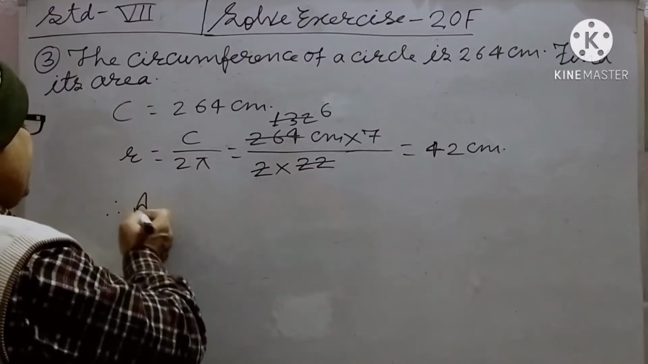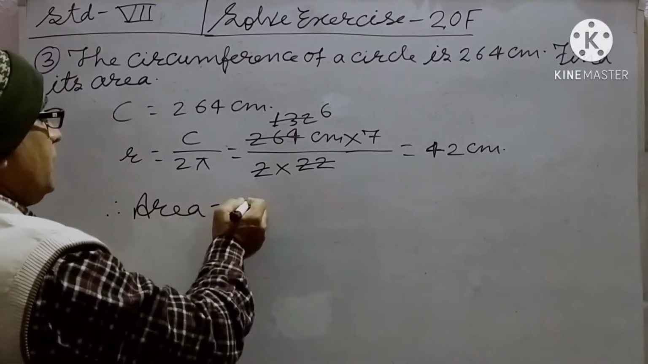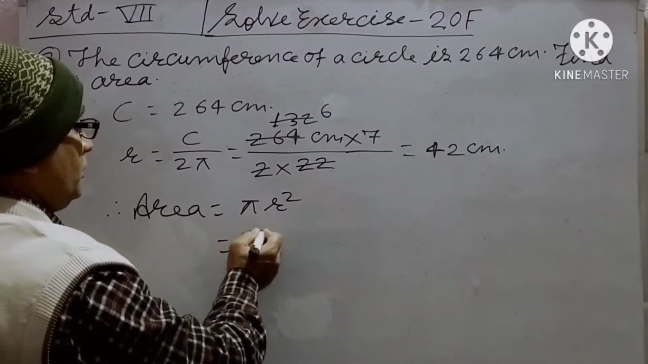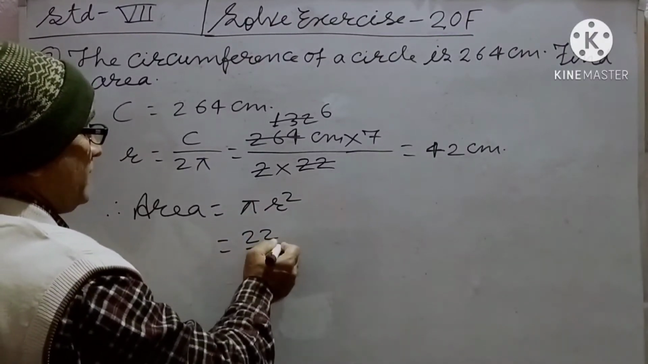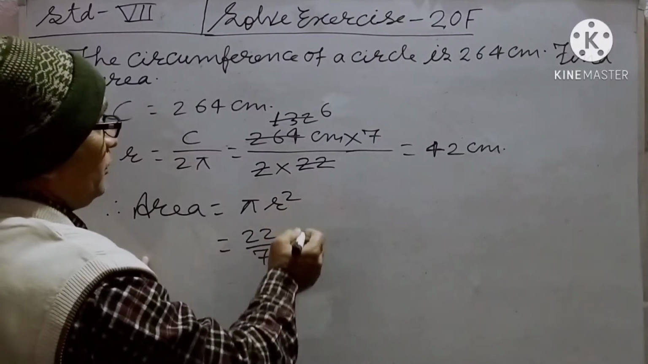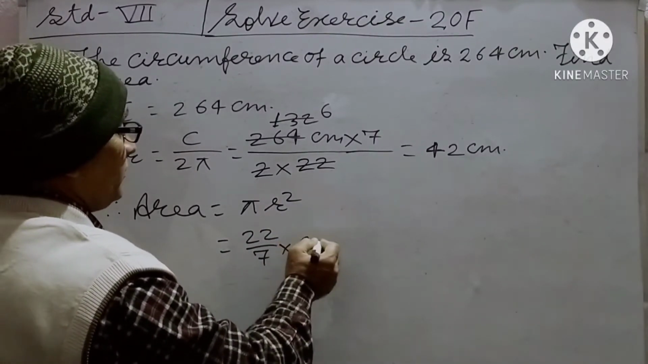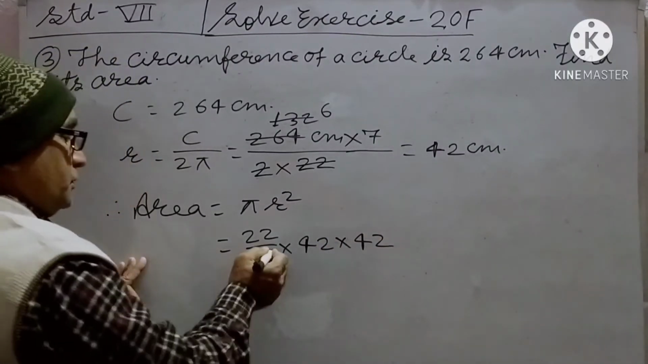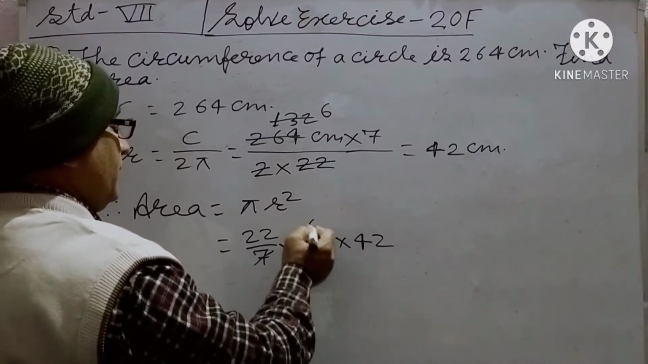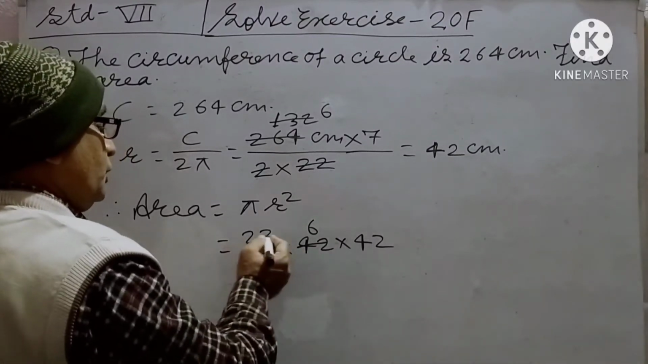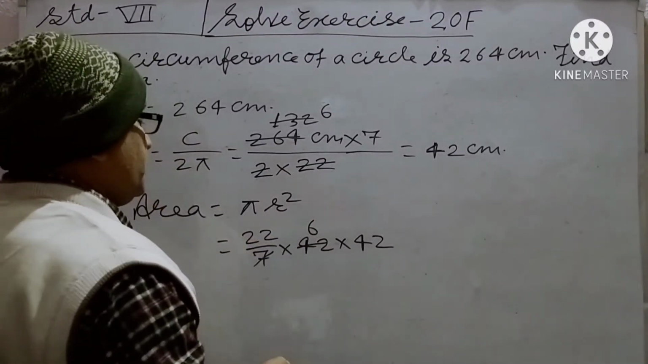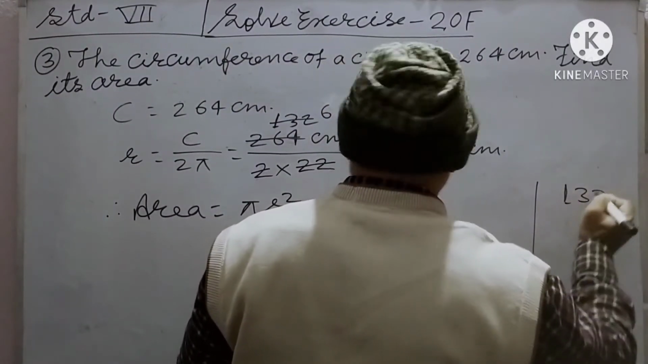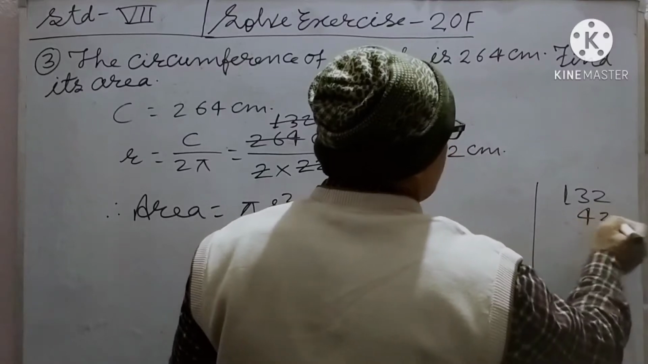Now find the area equal to pi r square equal to 22 by 7 into radius is 42 cm. So 42 into 42. 7 sixes are 42. 22 sixes are 132. So multiply 132 by 42.